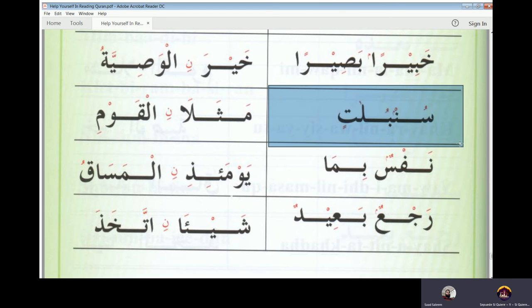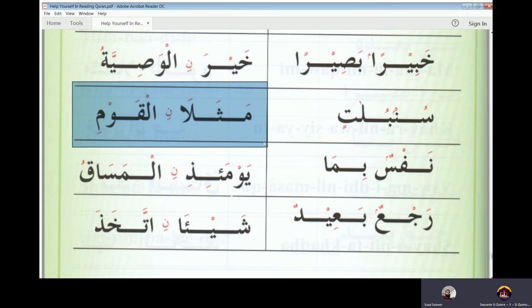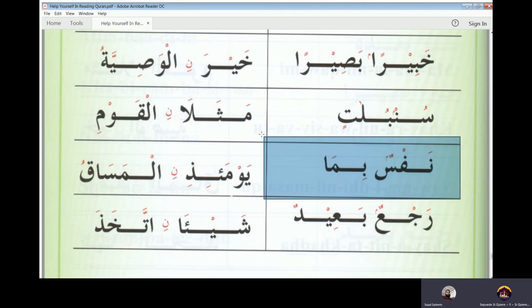Sumbulatin. Good. Masalan, masalanil kaumi. Masalanil kaumi. Masalanil kaumi. Masalanil kaumi. Okay. Good. Next.